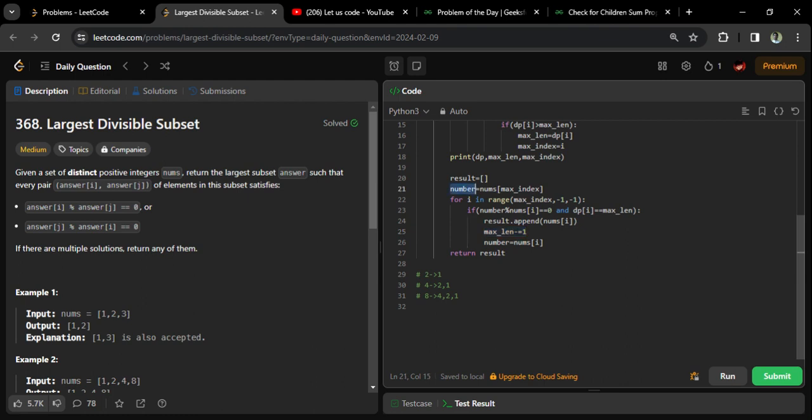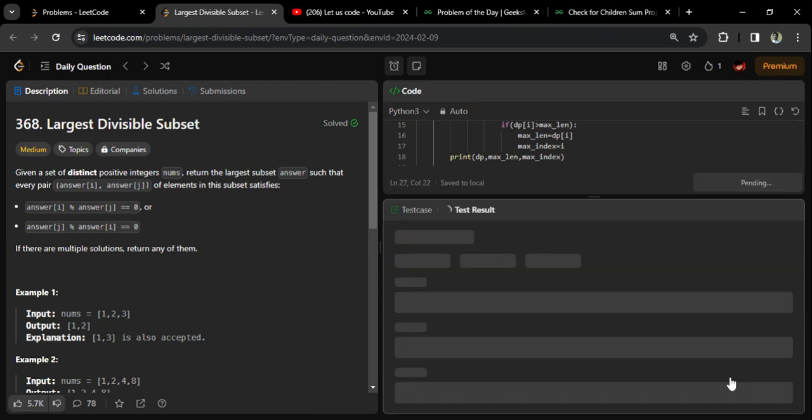Okay, this was the number initially, I will replace it with this particular number, that is the current number of I. Okay, and I will go back, that is, let's say I was at 8, now I will go to 4. Okay, and the same thing will again happen. Similarly, the answer will be appended, and finally we return the answer.